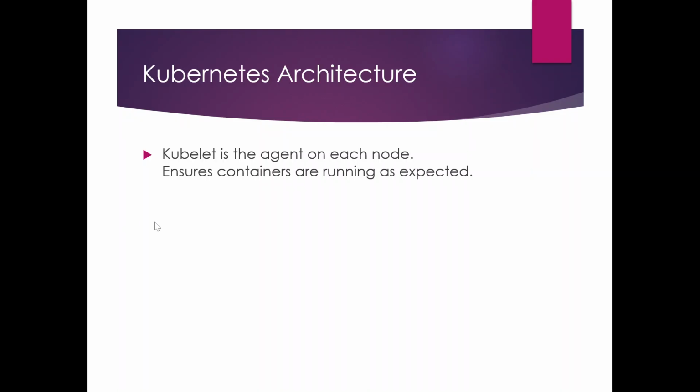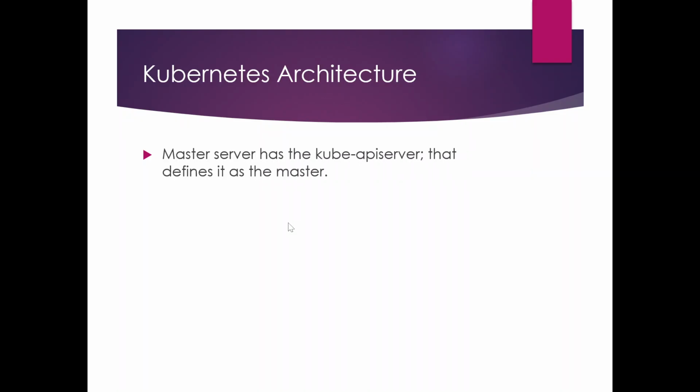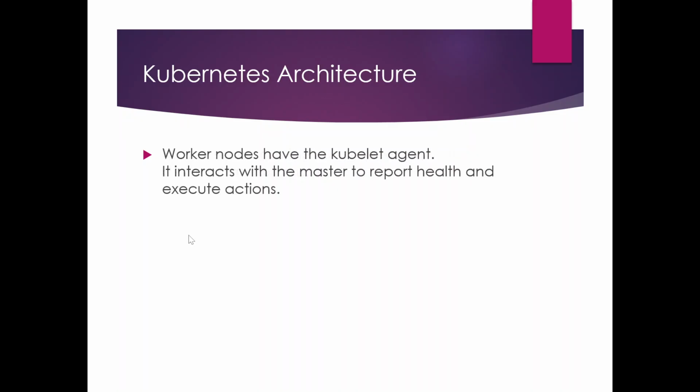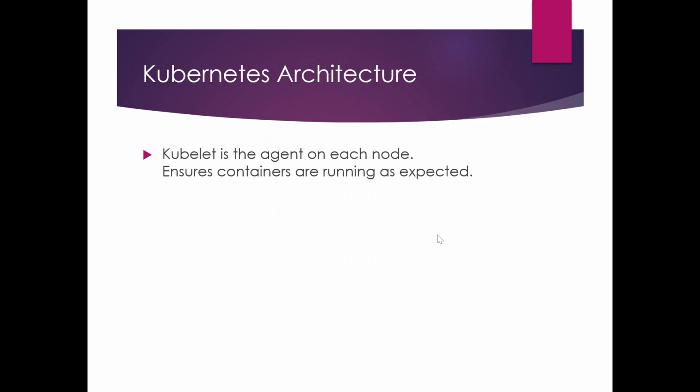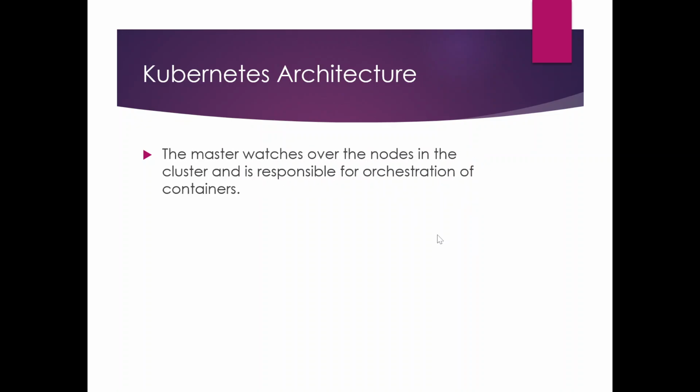Next, the master server. The master server is the kube-apiserver, and that is what makes it the master. And last, we have the worker nodes. The worker nodes have the kubelet agents, responsible for interacting with the master to provide health information of the worker node and carry out actions requested by the master on the worker nodes. So that's all about the Kubernetes architecture.